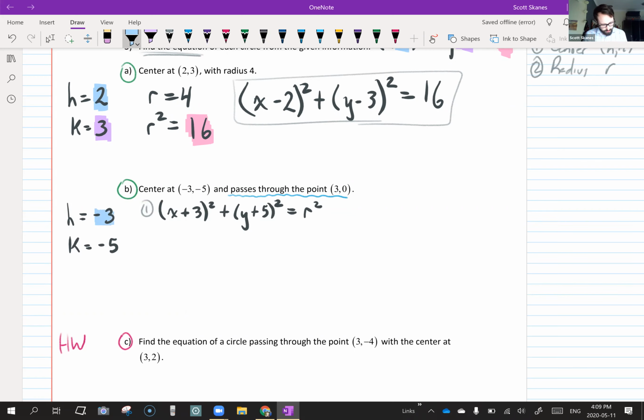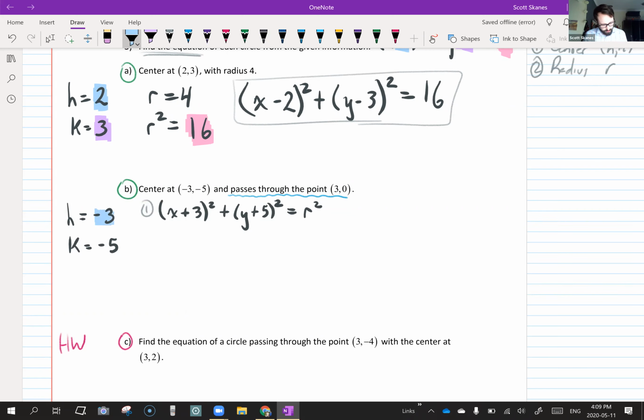So the next step, step 2, is to substitute in the point (3, 0). By substitute in, you'll notice, or hopefully should notice, that means the x value will be 3 and the y value will be 0. If we put those values in, we'll replace the x, we'll replace the y, and the only unknown will be the r. And if we have r, we have everything. So let's go ahead and do that.